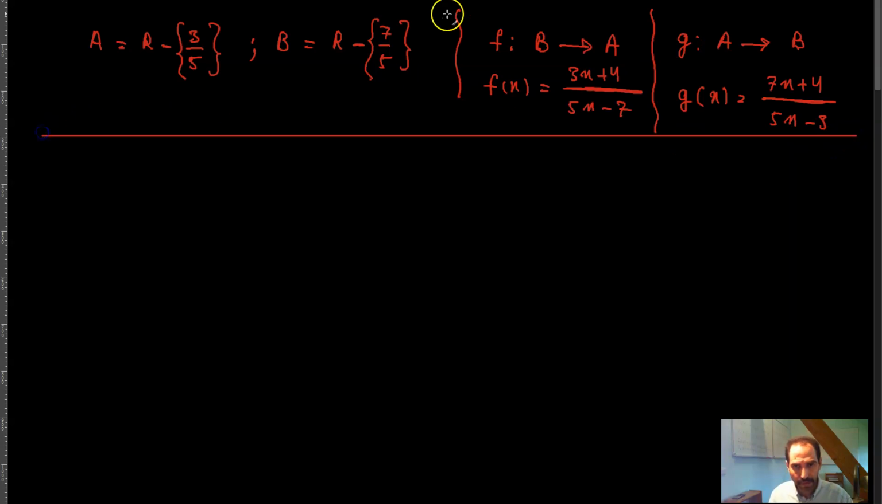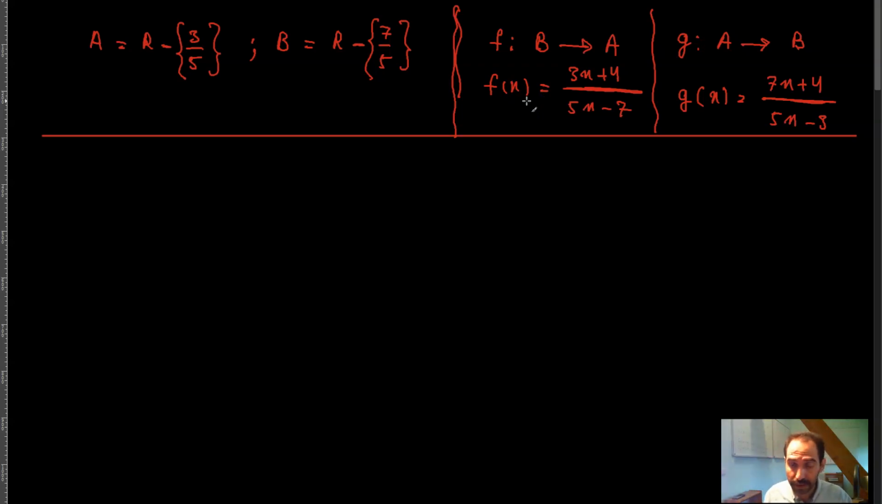Now there are a couple of notes. The first thing we can notice here is that the domain of f is B, the codomain of f is A, and when it comes to g, the domain of g is the codomain of f, and the codomain of g is the domain of f, right? So that's what we see in these two functions.